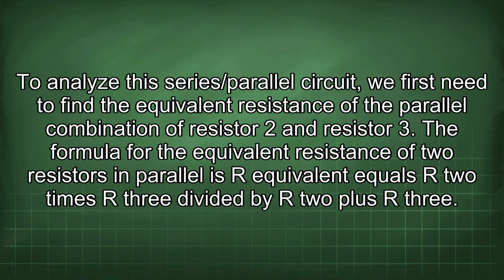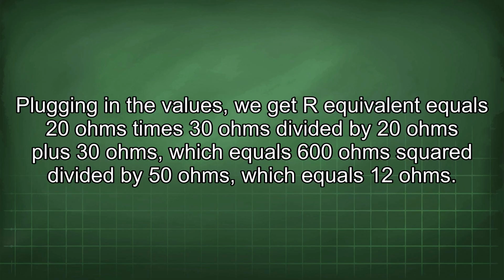To analyze this series/parallel circuit, we first need to find the equivalent resistance of the parallel combination of resistor 2 and resistor 3. The formula for the equivalent resistance of two resistors in parallel is R equivalent equals R2 times R3 divided by R2 plus R3. Plugging in the values, we get R equivalent equals 20 ohms times 30 ohms divided by 20 ohms plus 30 ohms, which equals 600 ohms squared divided by 50 ohms, which equals 12 ohms.